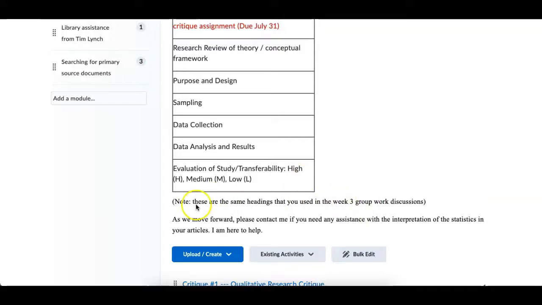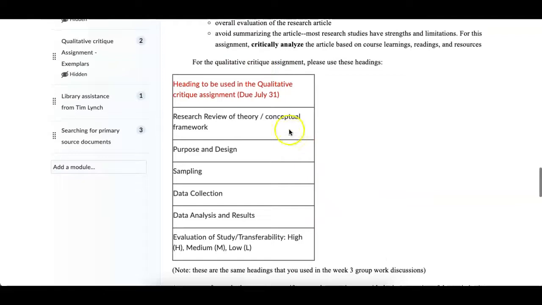So once again, these are the same headings that you used in week number 3. Now, a word of caution: if you were in charge of the purpose and the design, or let's just say the sampling, the methodology, for your group, you took the lead in that, you put it out there, people commented. You can use your own words in the actual qualitative critique.